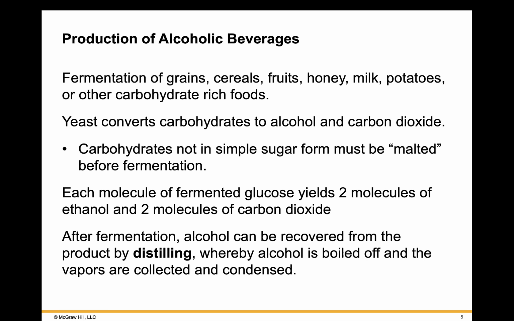Now, the production of alcoholic beverages has been going on for a very long period of time, and it is a result of the fermentation of grains, cereals, fruits, honey, milk, potatoes, or other foods that are rich in carbohydrate. How this works, yeast will actually convert carbohydrate to alcohol and carbon dioxide. Carbohydrates not in simple sugar form must be malted before fermentation. Each molecule of fermented glucose will yield 2 molecules of ethanol and 2 molecules of carbon dioxide. After fermentation, alcohol can actually be recovered from the product by distilling, whereby alcohol is boiled off and the vapors are collected and condensed.